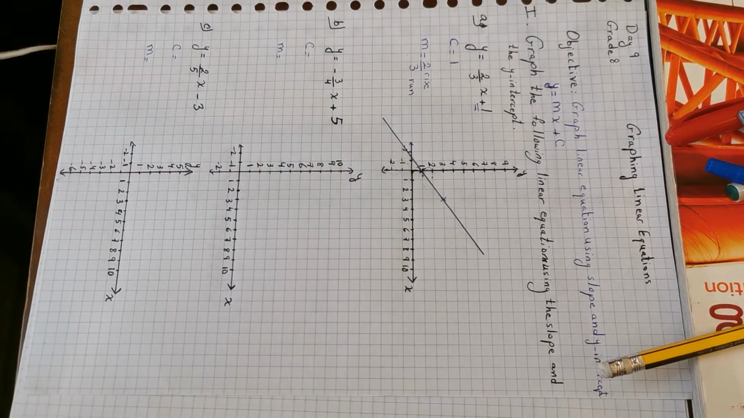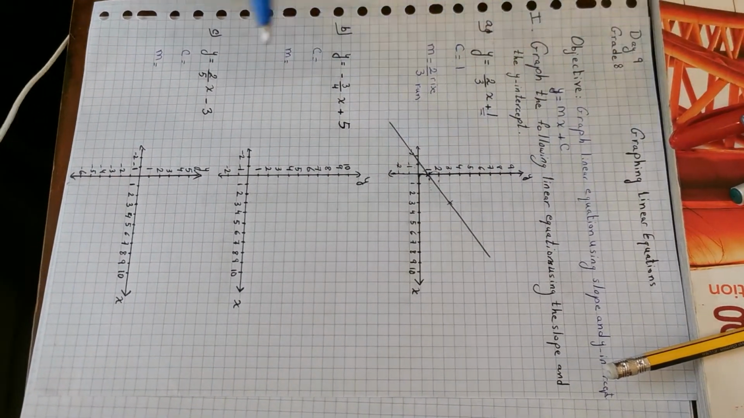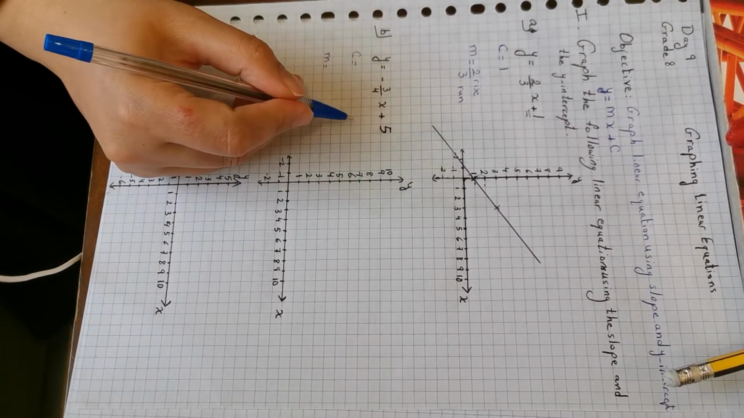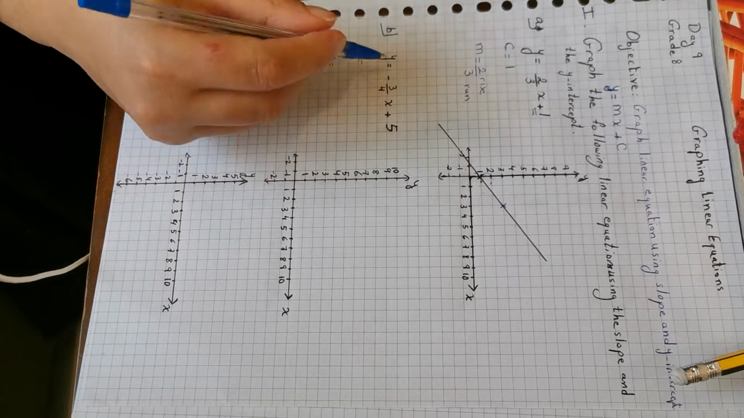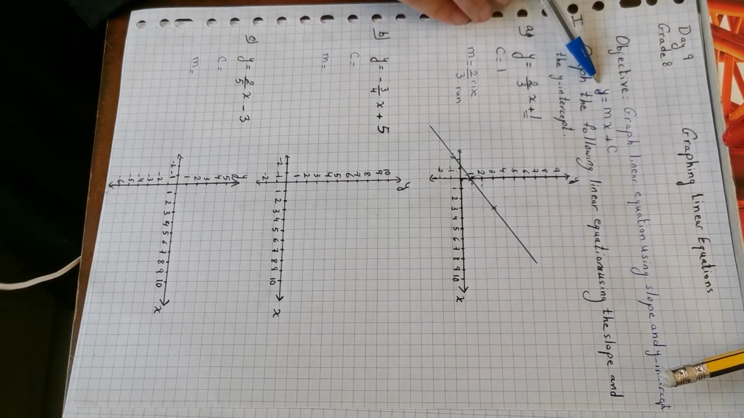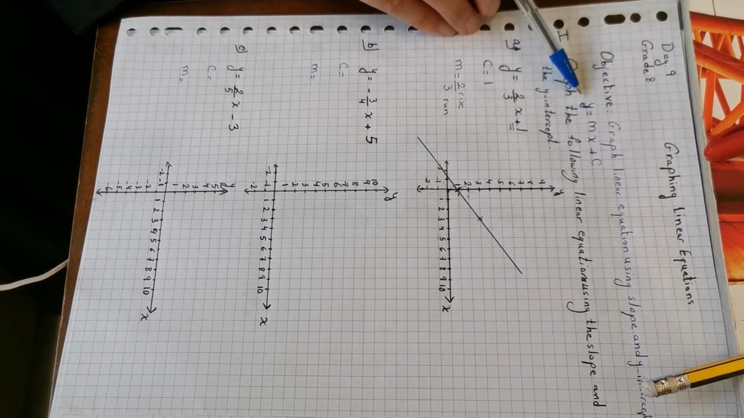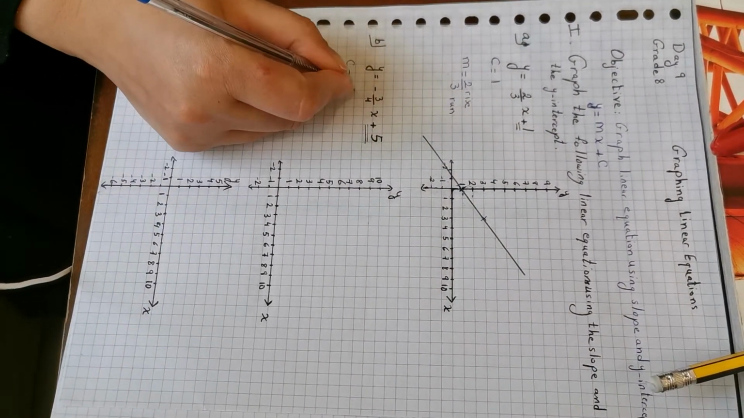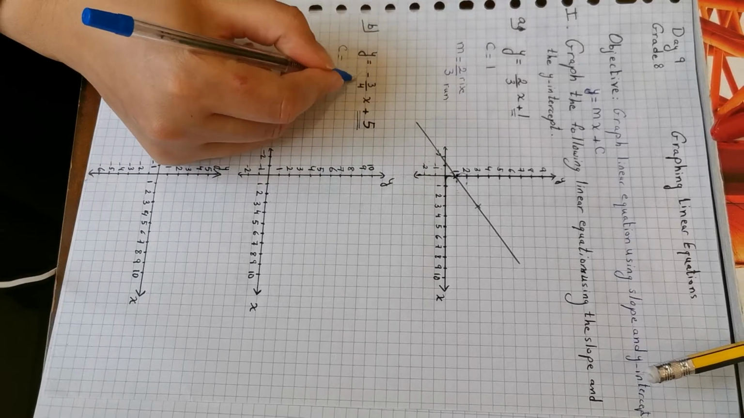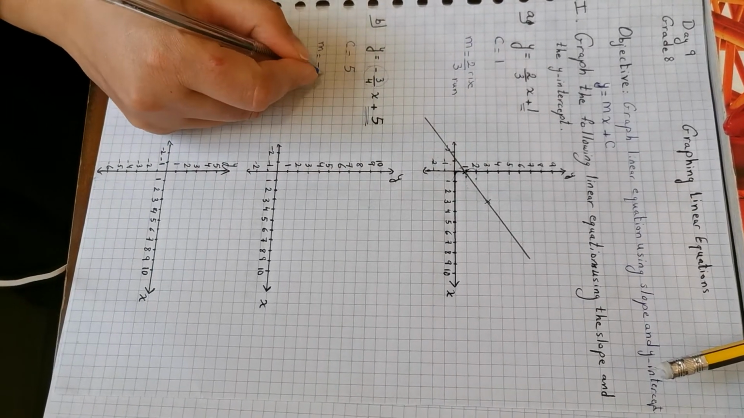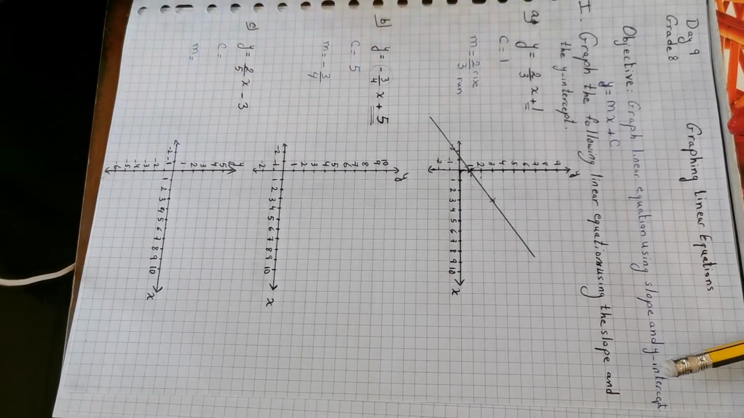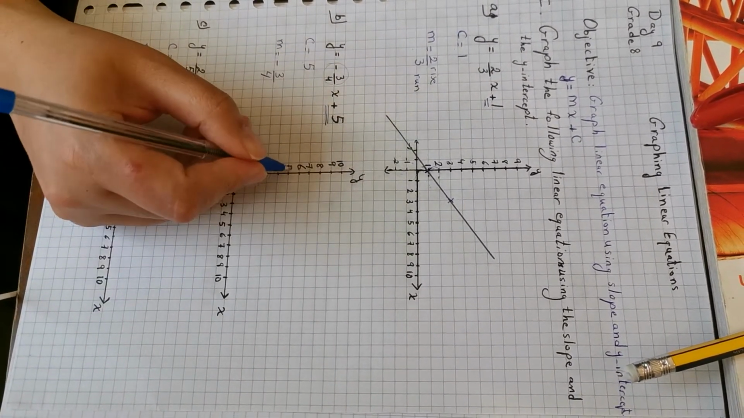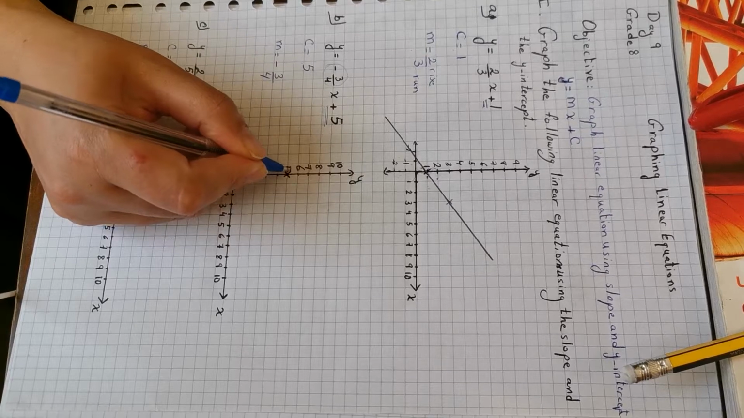Example 2. I have the equation y equals negative 3 over 4x plus 5. Again, I have to make sure that it's given in the form of y equals mx plus c, which is the slope-intercept form. Yes, it is. Pick out the y-intercept, 5, and the slope, which is the coefficient of x, negative 3 over 4. I'll start plotting first the y-intercept, which is 5. This is my first point that I'm going to start with.